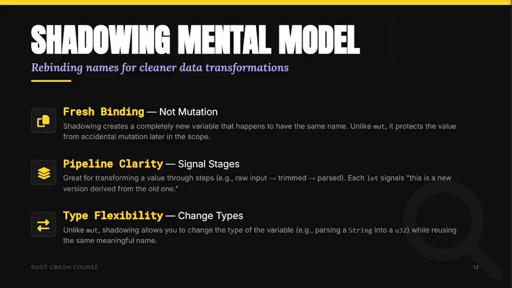Third, type flexibility. Change types. Here's something mut cannot do. With let mut, you can change a variable's value, but you cannot change its type. With shadowing, you can. For example, you can shadow a string with a u32 after parsing. The name stays the same, the type changes.